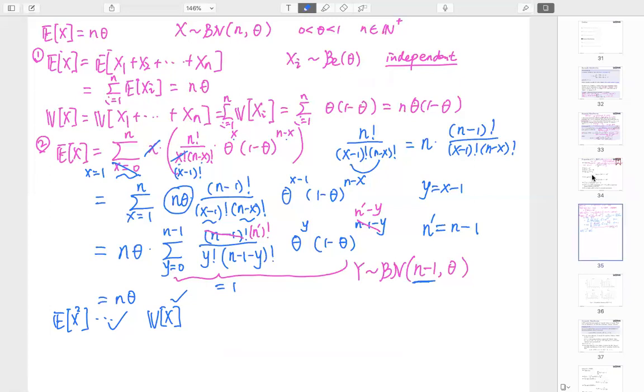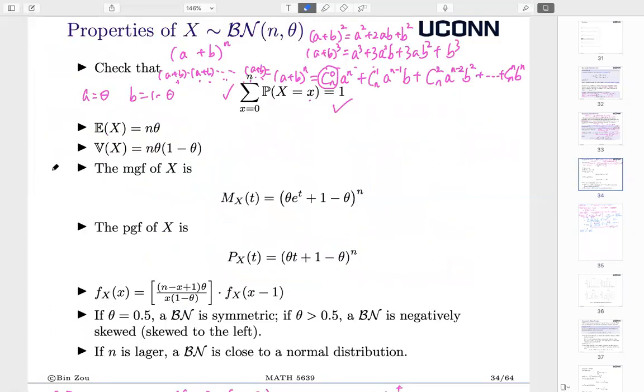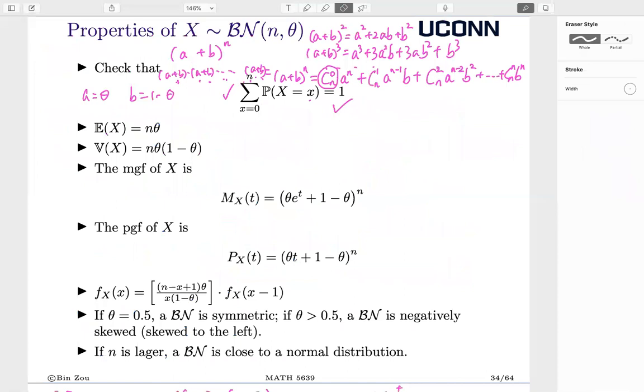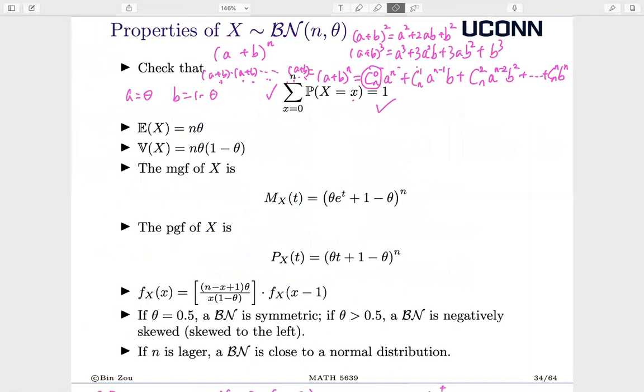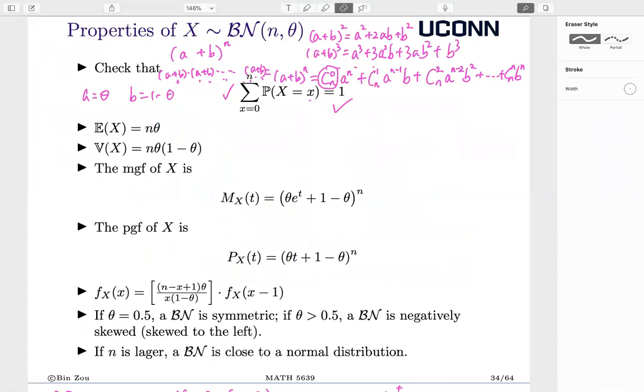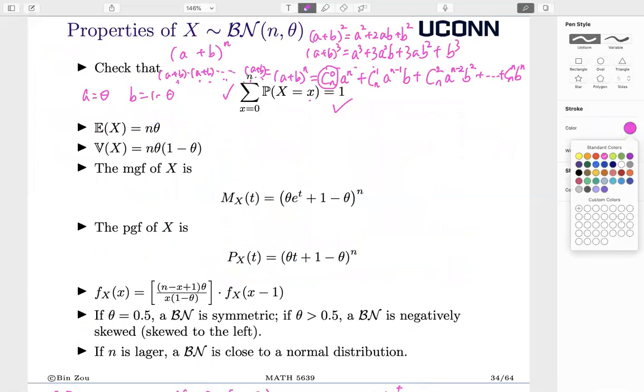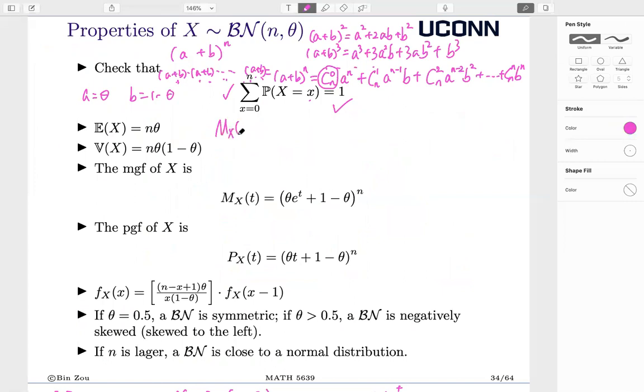So let's go back to the slides. The next result is about the moment generating function. You need to know the definition. Let me go back to the regular color I use. For the moment generating function, you should know this is the definition. I ask this question to you: are you able to prove this result?